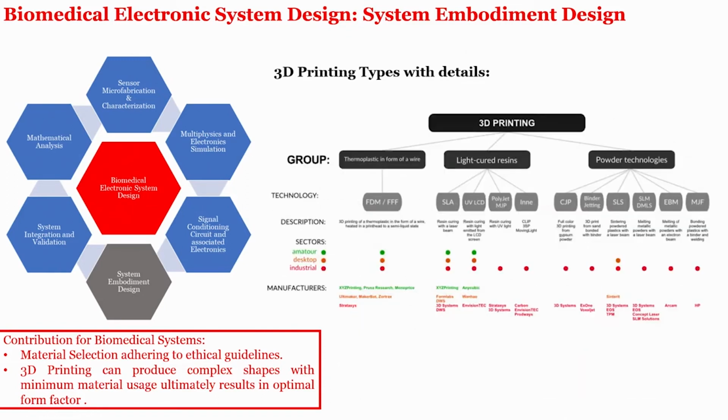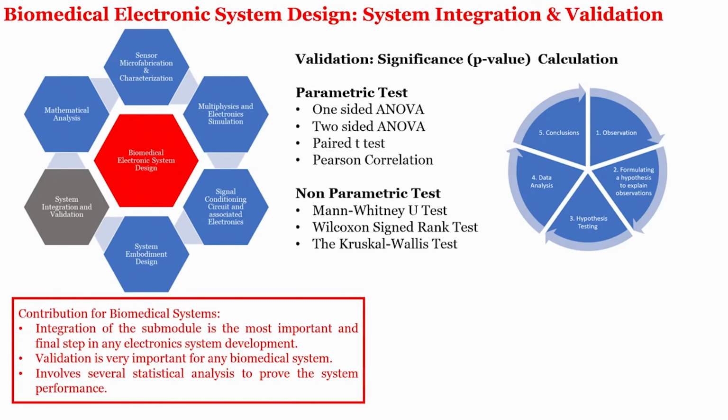So, that is another part of the topic that we will be discussing. If you see the 3D printing further, we talked about different technologies, whether it is a thermoplastic in the form of wire, or light cured resins, or powder technologies. We further discussed FDM, FFF, SLA, UV LCD, polyjet, CJP, binder jetting, SLS, and many more. So, we have tried to cover as many topics as possible within this given period.